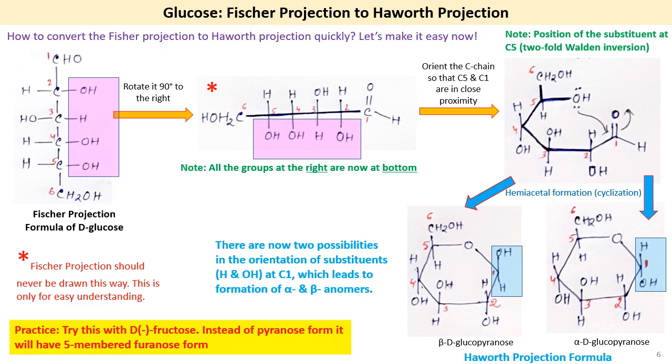And you try this with D-fructose instead of pyranose, a 6-membered oxygen containing ring form. Fructose will have the 5-membered furanose form. Okay, so you can try in a similar way, and let's find out whether you are achieving this Haworth projection formula for the fructose also.